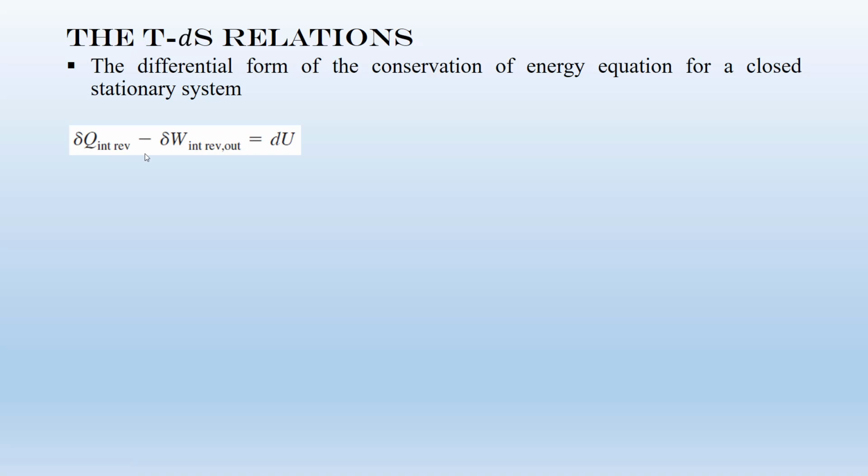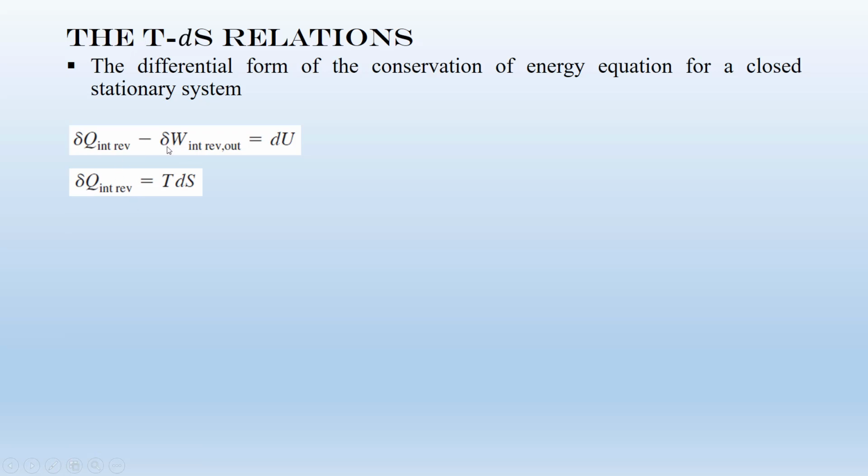So for a stationary system, the dE for the system, which is a combination of internal energy, kinetic energy and potential energy, we can cancel kinetic energy and potential energy. This is for the internally reversible process. For an internally reversible process, in the previous slides you learned that you can write delta Q equals TdS, correct?